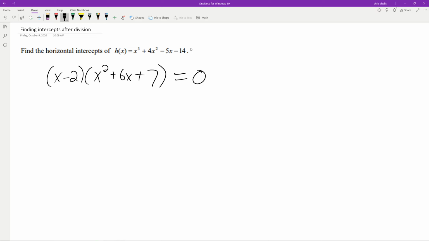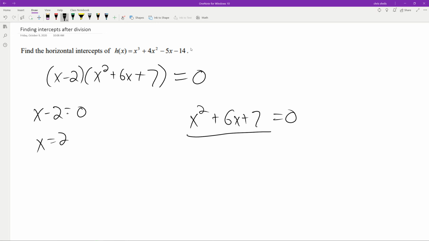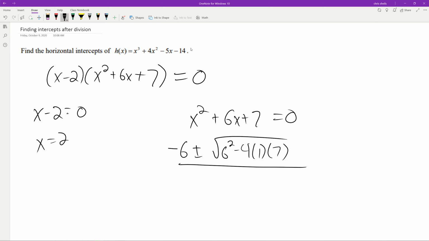So this means I can set each of these things equal to 0 individually. X minus 2 equals 0. X squared plus 6x plus 7 equals 0. I get x equals 2, and on the right hand side, this isn't going to factor nicely. So using the quadratic formula might be the most conducive to getting a solution here. So this will be negative 6 plus or minus square root of 6 squared minus 4 times 1 times 7, all over 2 times 1.